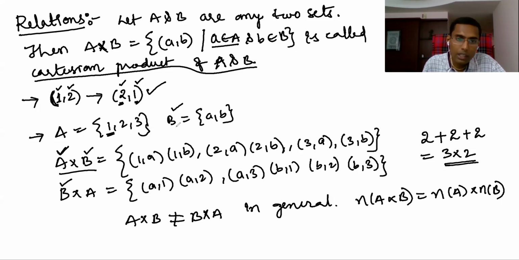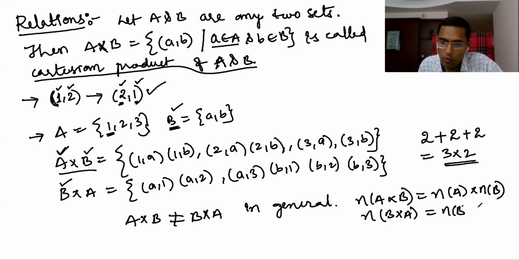With each element, number of elements in B times you get. With 1, 2 ordered pairs. With 2, 2 ordered pairs. With 3, 2 ordered pairs. That's the definition. So here n of A cross B is n of A into n of B. N of B cross A also like that only, n of B into n of A. That means number of elements will be same, but order is different.